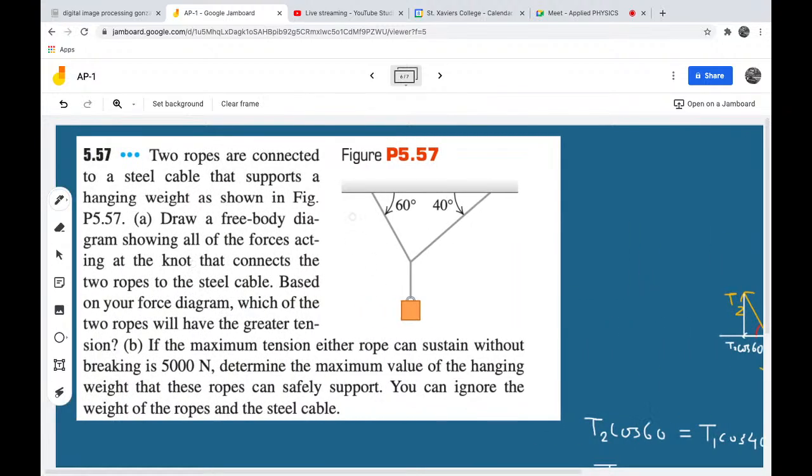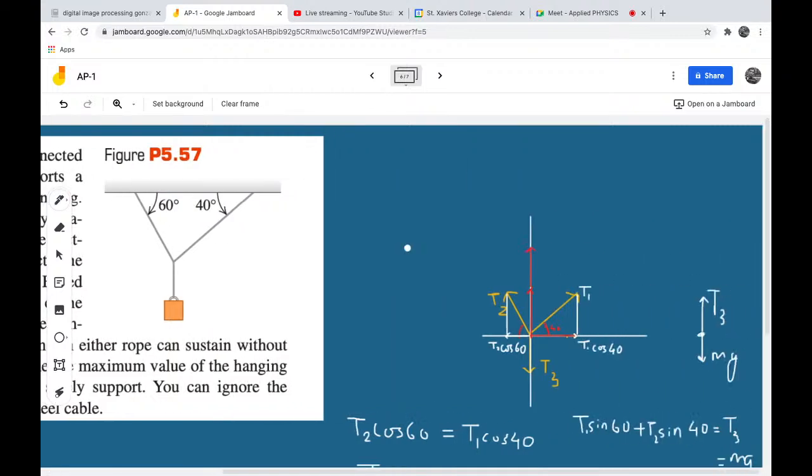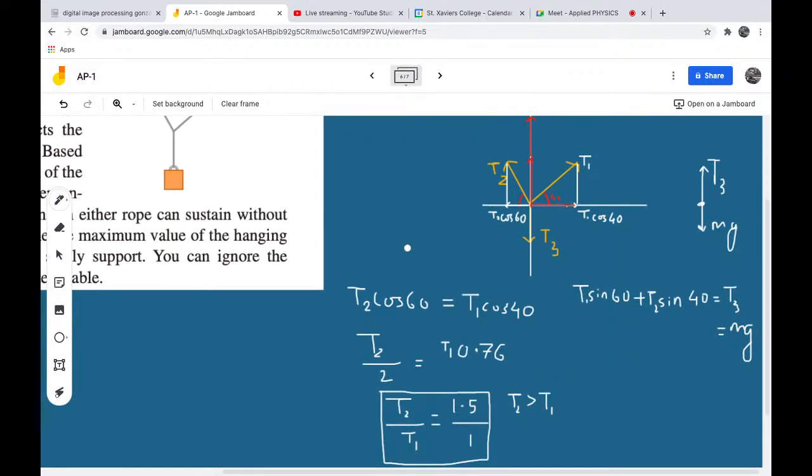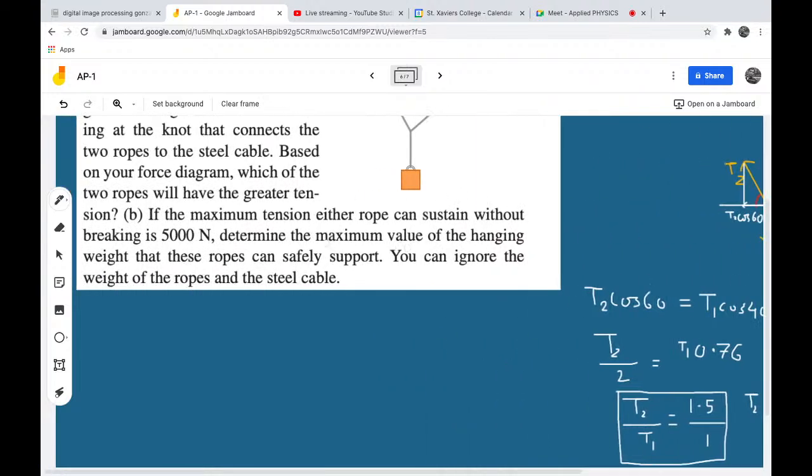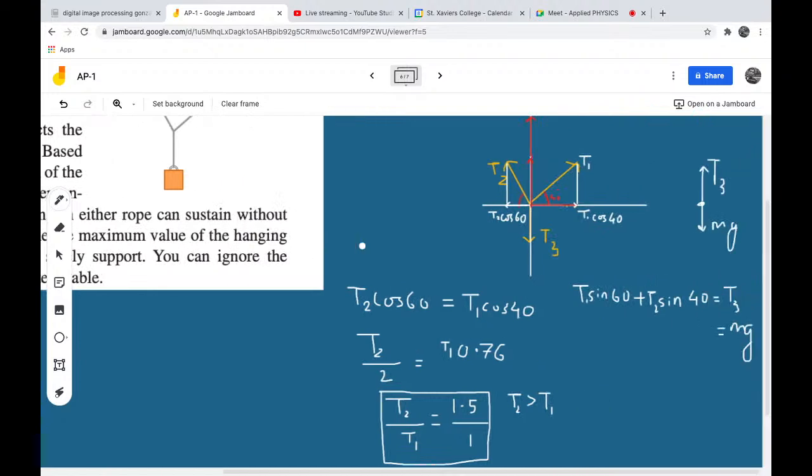So if this cable breaks first, then you put this value as 5000 newtons. Determine the maximum value of the hanging weight. From using this, you can find out mg. So again, I leave that part for you people to solve.